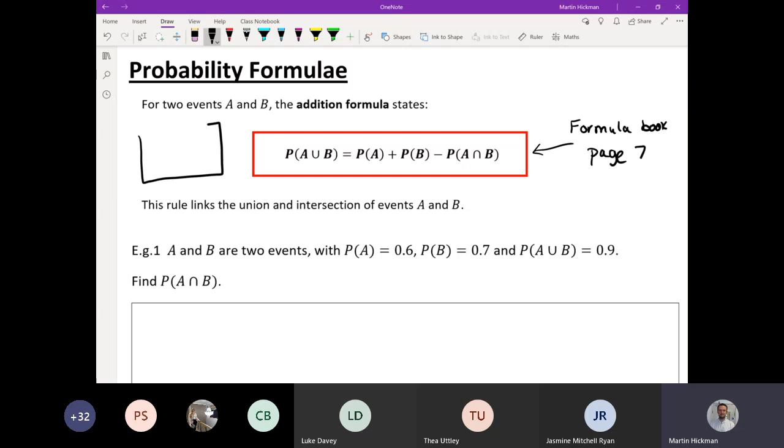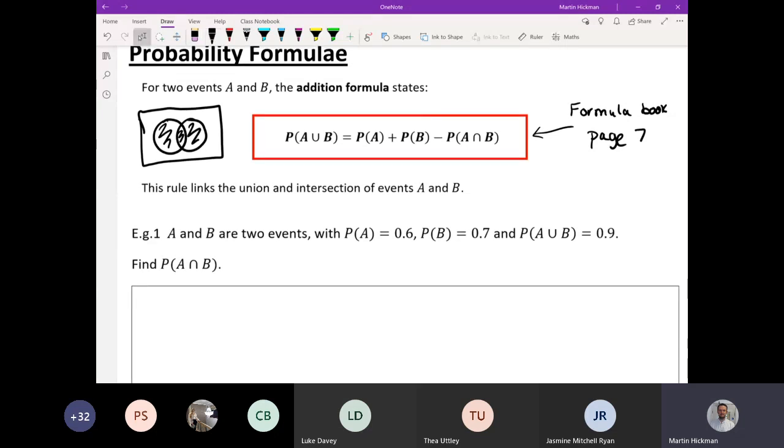And just to remind us where this formula comes from, if we've got the probability of A or B, we're looking at everything within the circles. So if I add the probability of A and B together, the problem with just adding the probabilities of A and B together is that I've been including that overlap twice. So that's why I have to take away the probability of A and B from it. So let's go straight into our first example.